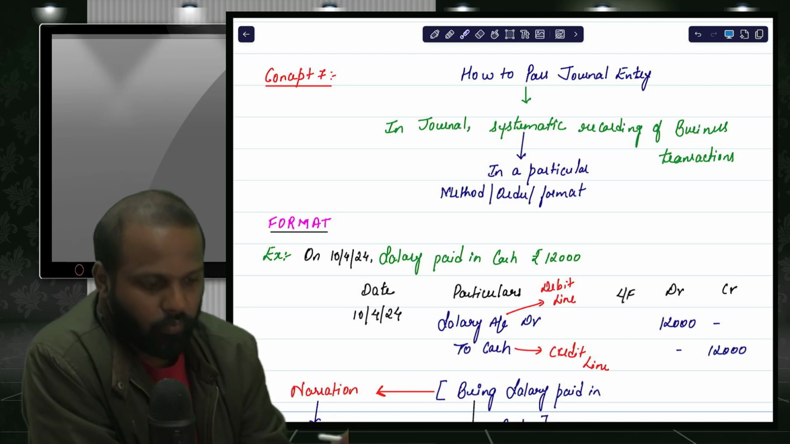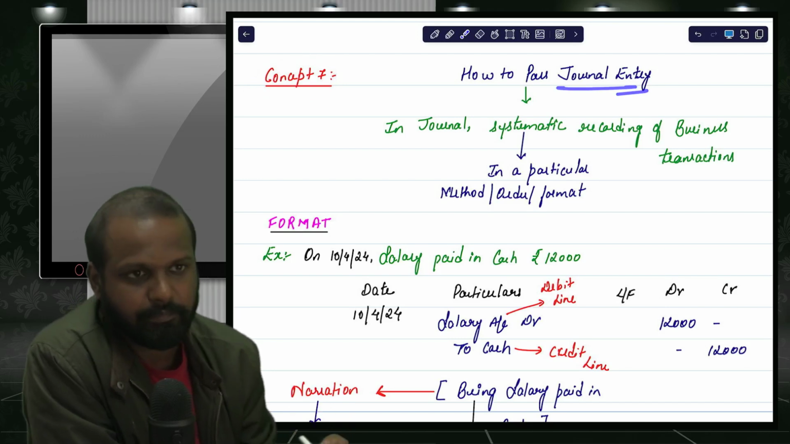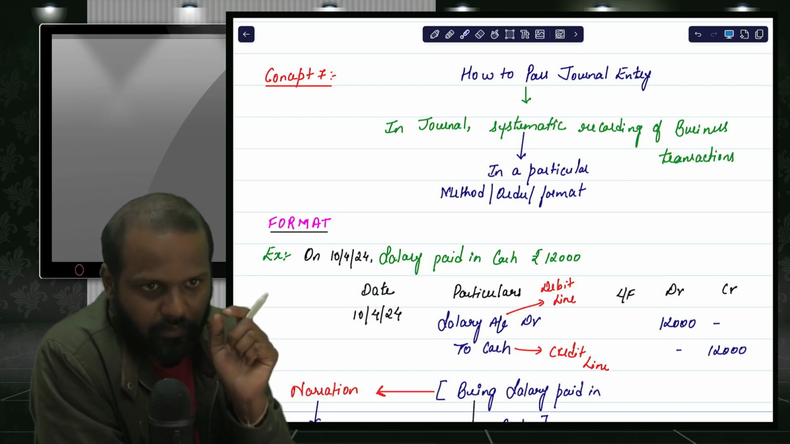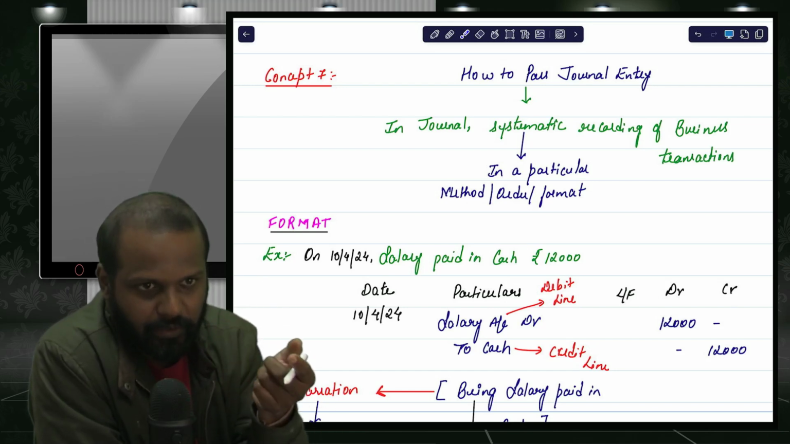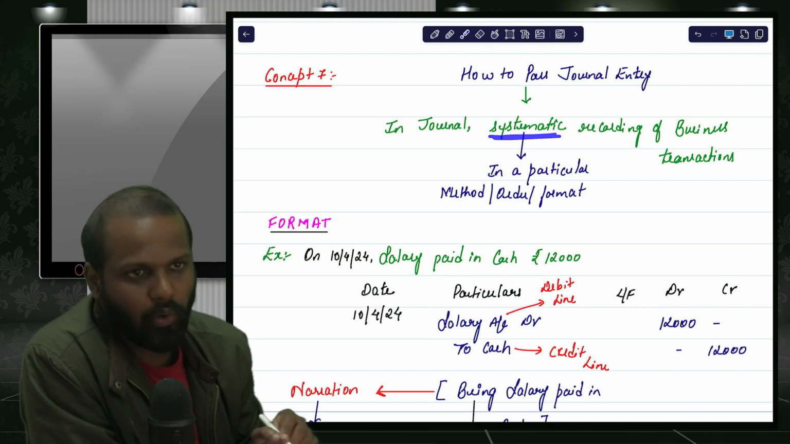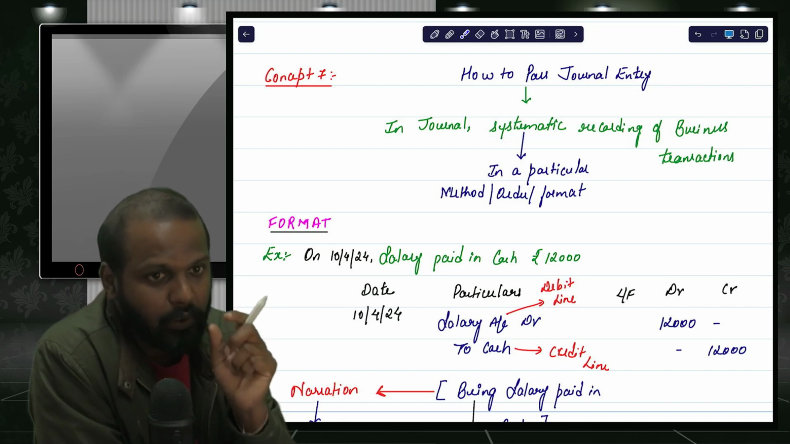Yes. So now we are going to discuss concept number 7, how to pass the journal entry. We know that every business transaction, for the first time, will be recorded in a book called the journal. And we record the transactions in a systematic order, in a particular format.